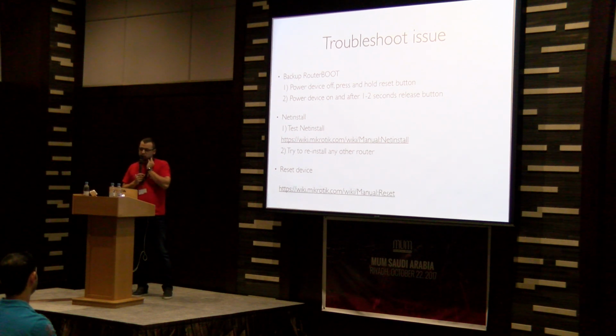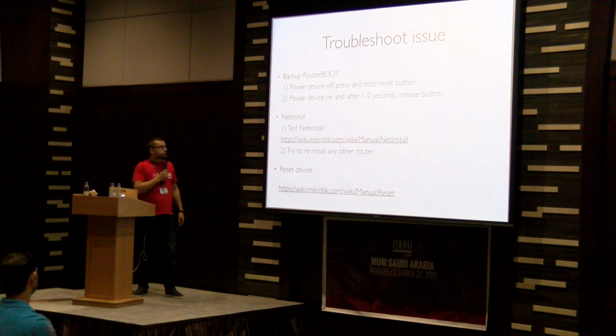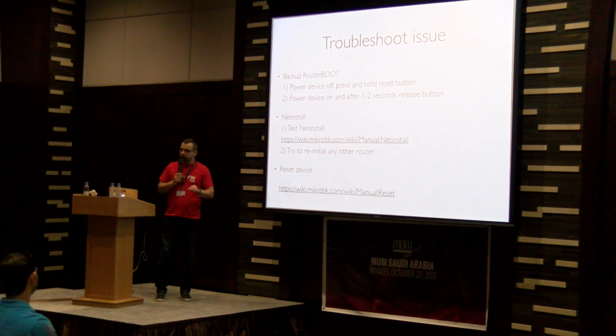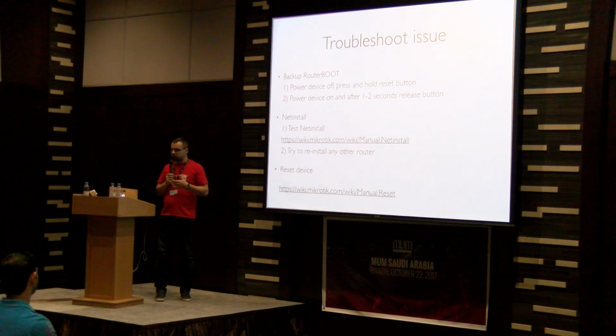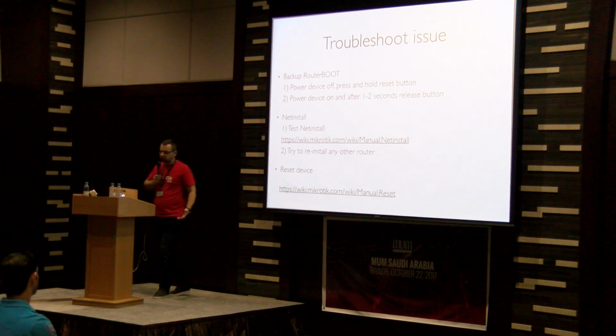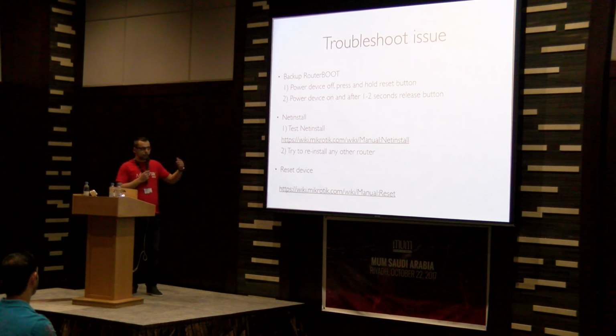And if you can't power on your device, or at least you think so, all you need to do is power off your device, press and hold the reset button, power the router on, and release the reset button. And now it will be using not your installed RouterBoot version, but the factory RouterBoot version. If the router turns on now, you know that was the problem. Just upgrade the firmware and it will work afterwards.